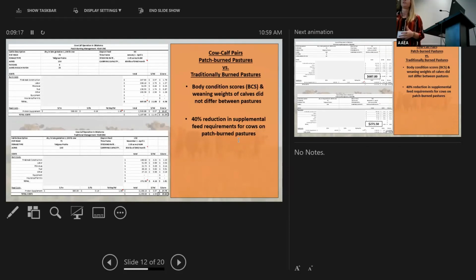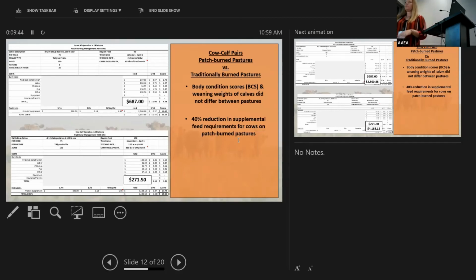The results of this study showed that body condition scores and weaning weights of calves did not differ between the 2 management styles, but a 40% reduction in supplemental feed requirements was seen in the cows on the patch burned pastures. So that shows that these cows were able to maintain a body condition score on less feed, ultimately resulting in reduction of feed costs. And that's where this budget comes in, putting those 3 parts together.